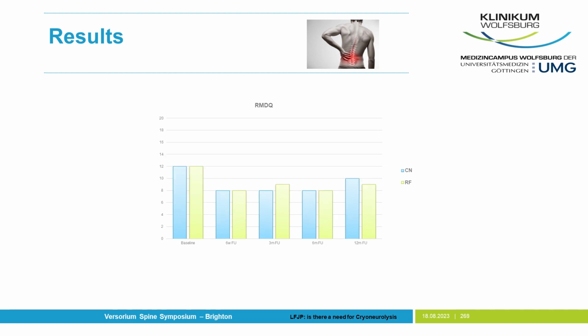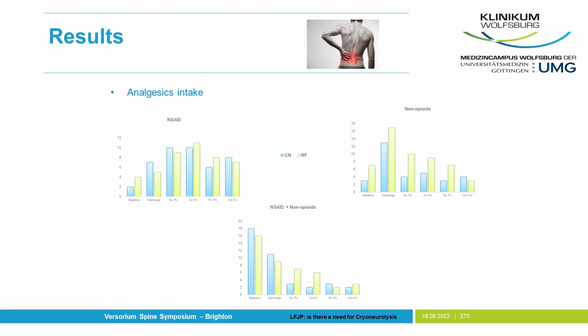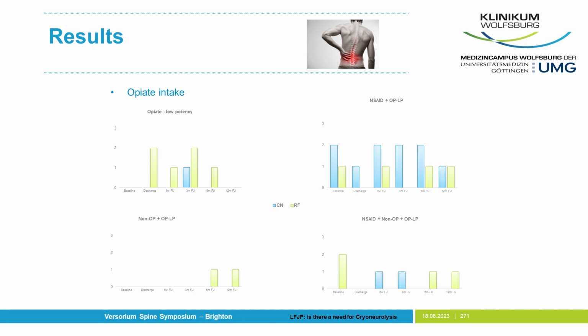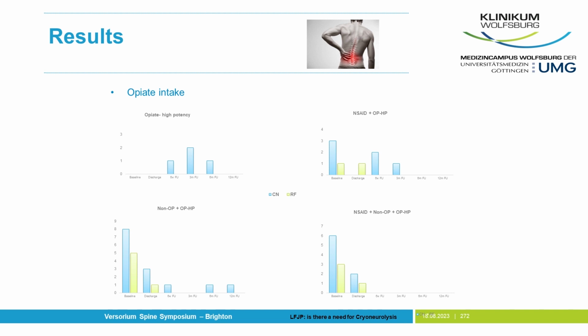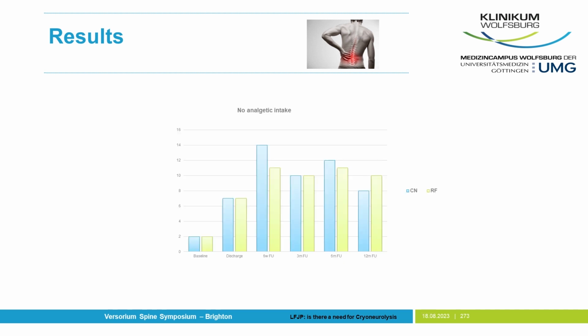For the analgesic intake, when we have a combined NSAIDs plus non-opiates, you will see a decreasing of the intake. For the opiate intake, there is no big difference for the low potency, for example, tramadol or tilidine. For the high potency opiates, we have shown a good decreasing for the combination of NSAIDs plus non-opioids and high potency opioids. And we also saw an increasing of patients who don't need any analgesics after the treatment.